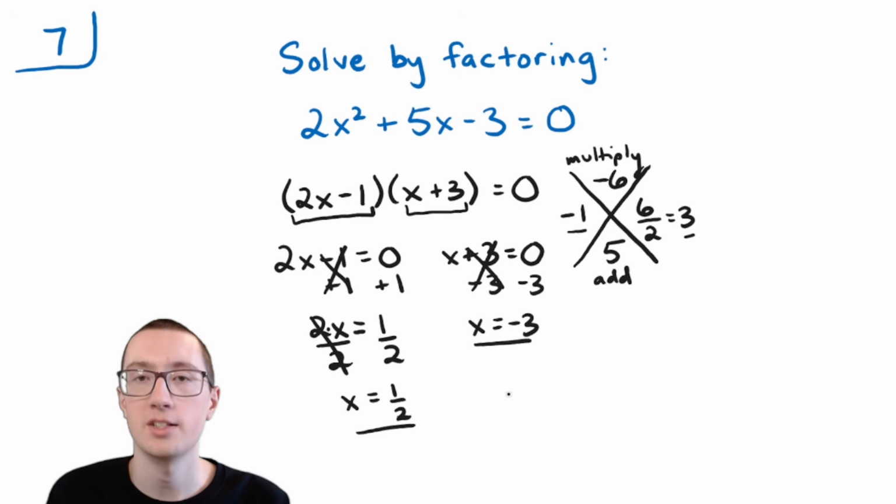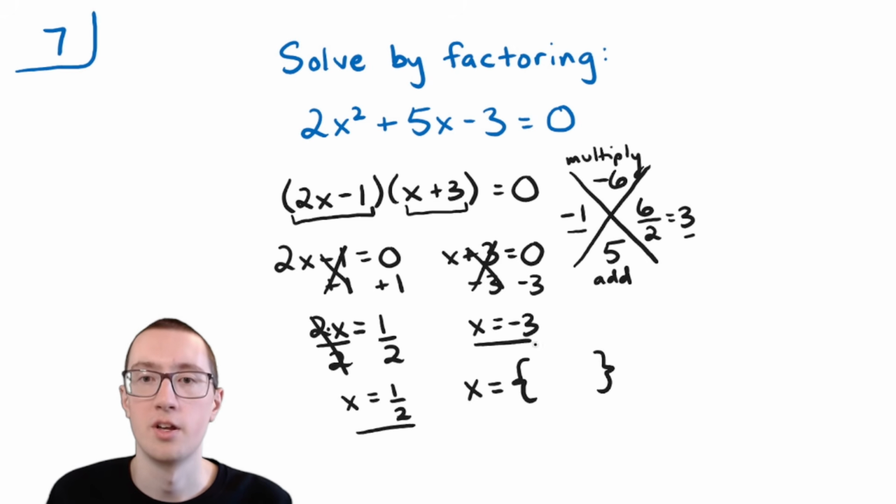Or if you wanted to write it the fancier way, you can do x equals and then these fancy little bracket thingies, which are what you use for a set of numbers. And normally you'd put it from least to greatest. So we'd have minus 3, 1/2. So our final answer is x is equal to negative 3 and 1/2.